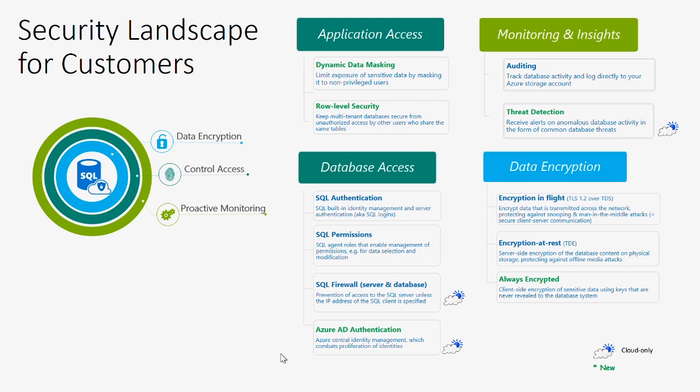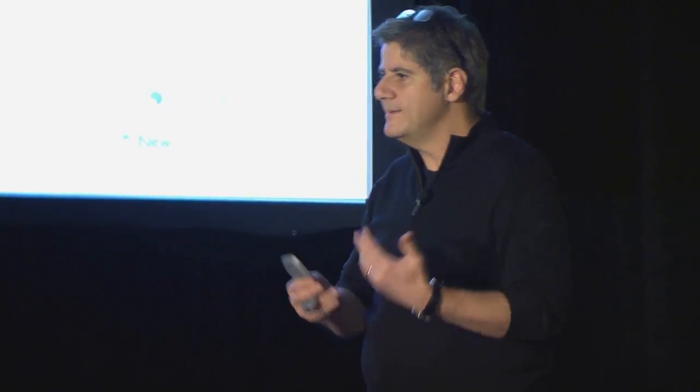But we look at security in this way, and this is the model, right? You have the access methods, you have the database access things, you have the encryption and monitoring and insight. So first, how do I secure the connection? How do I connect? How do I secure the data, like encryption and so on? And then how do I authorize access to an identified person?